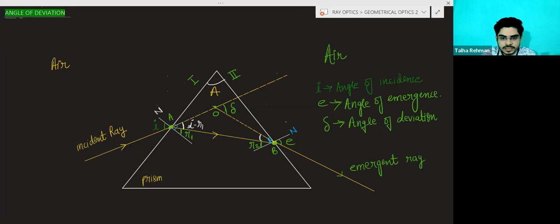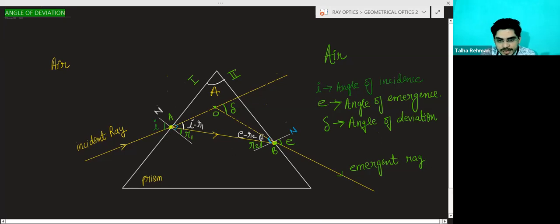Similarly, this angle will be E minus R2. Because this whole angle will be angle E and this is R2, and you want to find this angle. So this angle will be E minus R2, vertically opposite angle.